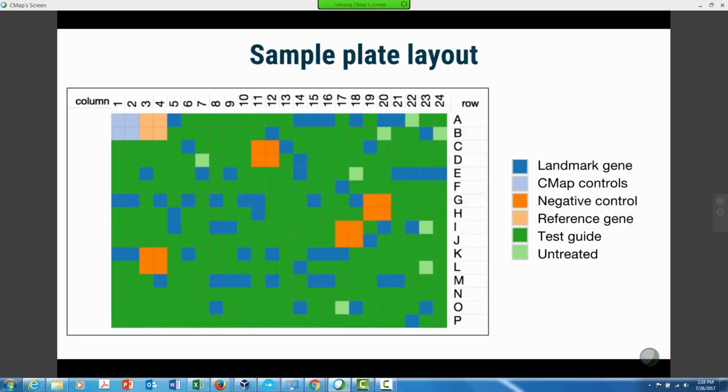Next, we have negative controls. These are guides that don't target any part of the human genome. And we have untreated wells as well, which are just derivatized cells that don't receive the second virus treatment.